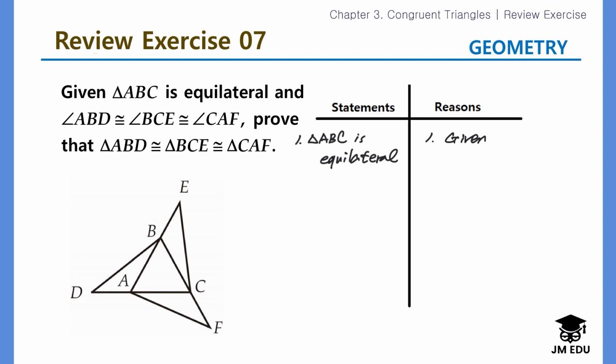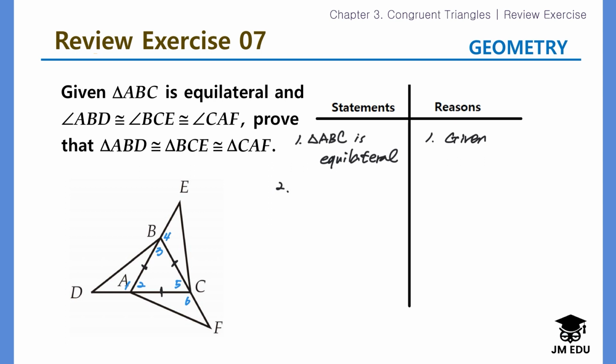If this triangle is equilateral, we know that all three sides are congruent. All three angles are congruent, right? Let's write a number for each angle right here. Let's say this is number 1 angle. This is number 2. This is number 3. This is number 4. This is number 5. Let's say this is number 6 angle. Okay? And number 2.